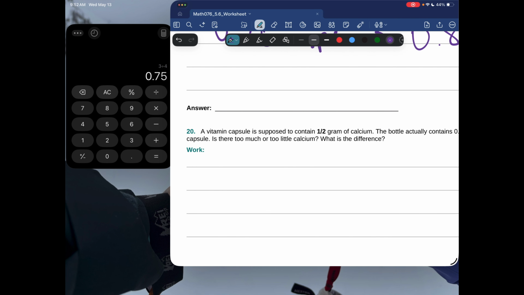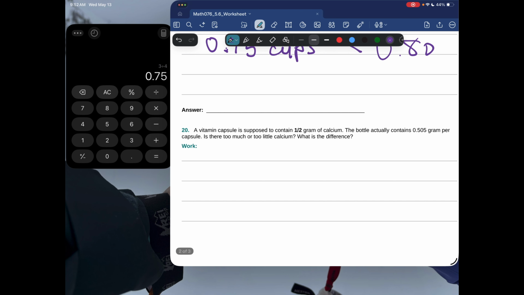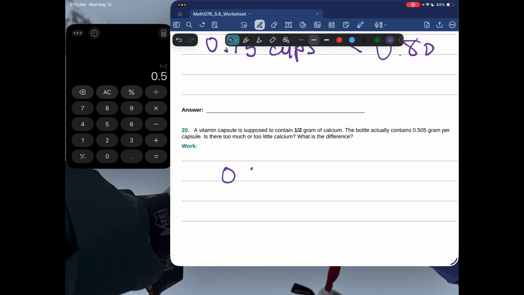Last one. A vitamin capsule is supposed to contain 1/2 gram of calcium. The bottle actually contains 0.505 grams per capsule. Is there too much or too little? Well, first let's convert 1/2. 1 divided by 2 gives us 0.5. And then I have 3 decimal places over here, so I'm going to add my extra ones. Is it more or less than 0.505? This is less. And it says, is there too much or too little? The bottle contains 0.505 grams, so there's too much in each capsule.